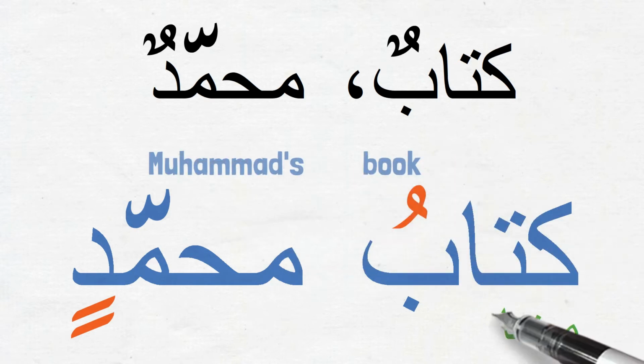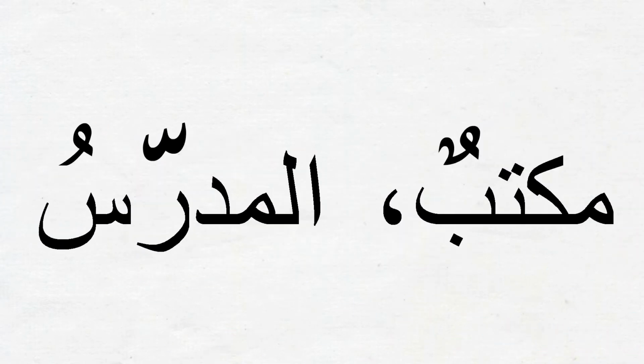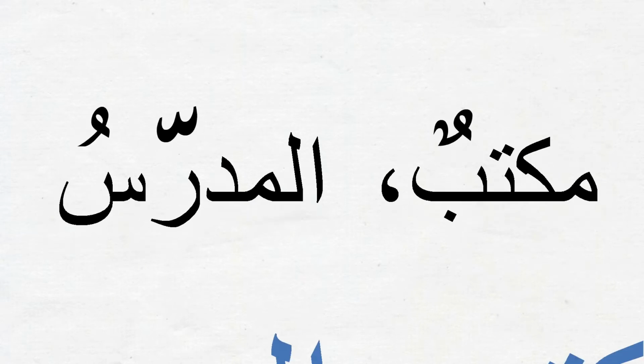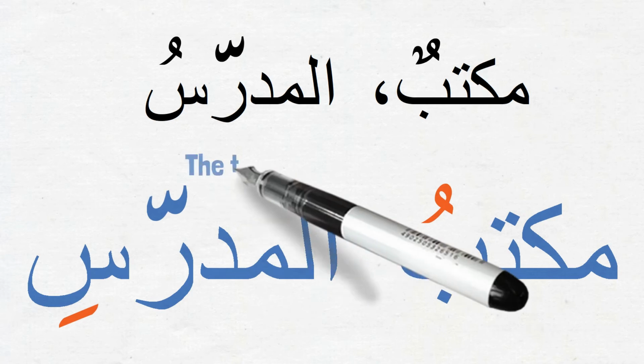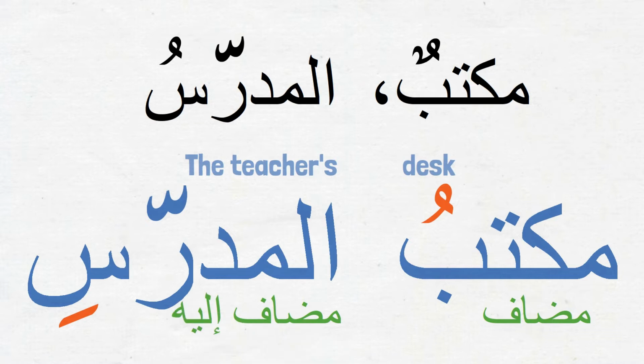Here, Kitabu is the mudaf and Muhammadin is the mudaf ilayh. Notice I'm not using al article nor tanween ending with the mudaf. And mudaf ilayh, Muhammadin, is coming as majroor ism. Second one, Maktabun al-mudarrisu. How do we combine them into إضافة? Maktabul mudarrisi. The teacher's desk. Maktabul mudarrisi. Maktabu is the mudaf with no tanween nor al article, and al-mudarrisi is the mudaf ilayh, which is the majroor ism.